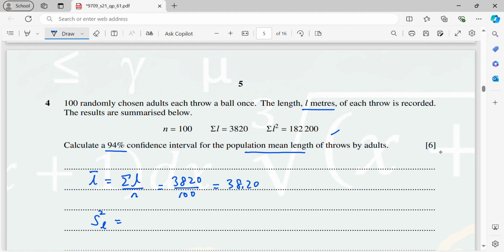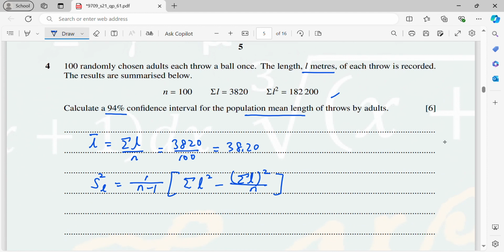So it will be SL squared. The formula is basically 1 over N minus 1, summation L squared minus square of summation L, over N. Then from here, you just replace the values. It will be 1 over 99 because your N is 100. So 1 over 99. Summation L squared is given.